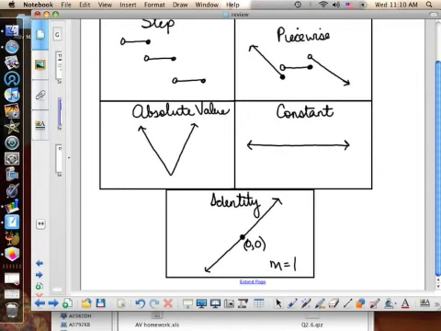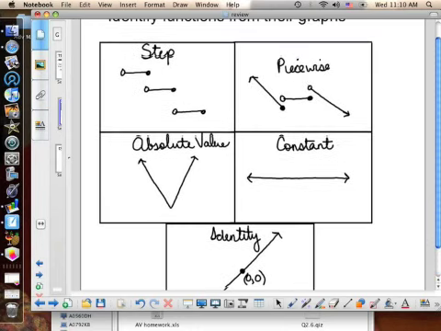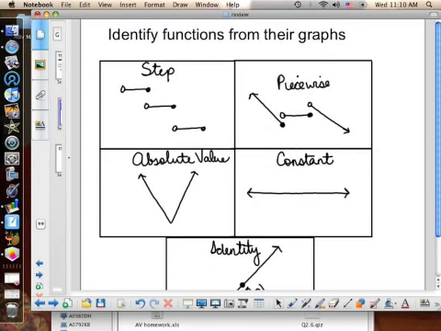An absolute value function, even if I drew it upside down, isn't it still absolute value? This is the V, whether it's straight up or upside down. It's always horizontal. I won't put it because we haven't learned what that is, because a vertical line is not a function.